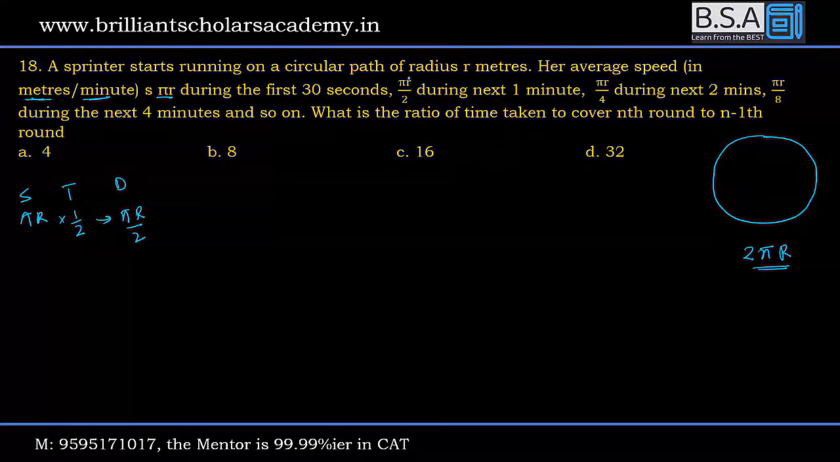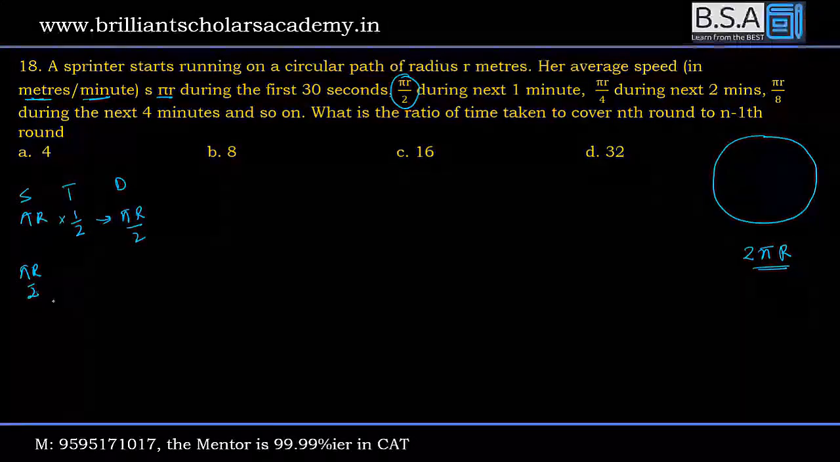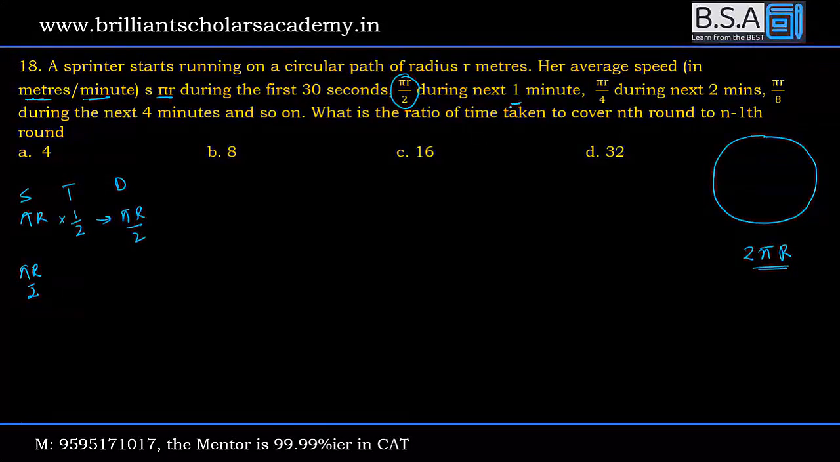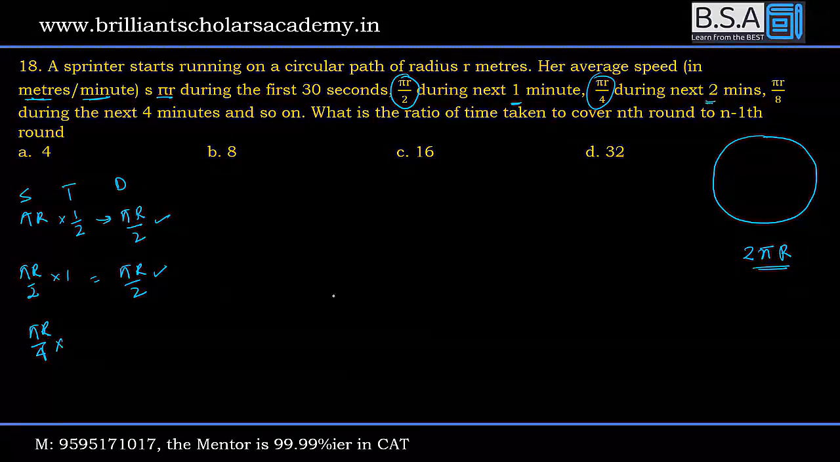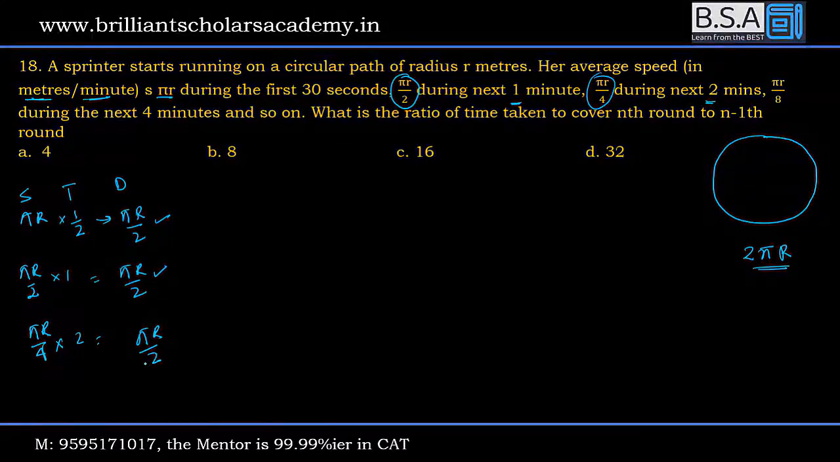Now what becomes of the speed? The speed becomes pi r by 2 for how much duration? 1 minute. Speed into time is equal to distance. Did you observe something? It is the same length being covered. Speed and time are changing, but the length is equal. Look at this. What is the speed? Speed is pi r by 4, for what duration of time? For 2 minutes. How much journey is traveled? Pi r by 2 distance.